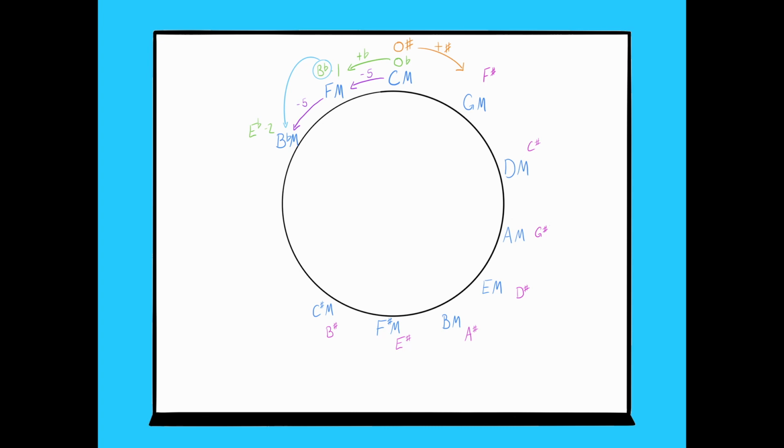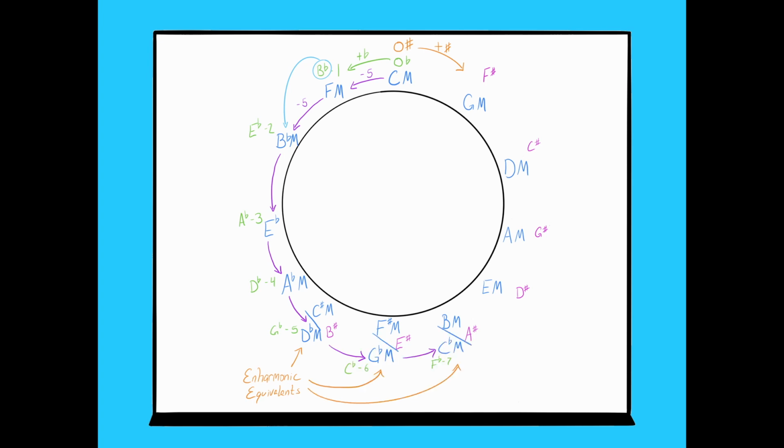Another fifth down will get us to E flat with 3 flats, then A flat with 4, D flat with 5, G flat with 6, and C flat with 7. Notice the pattern of fifths is pretty simple to identify. The trick is just remembering which are sharps and which are flats.